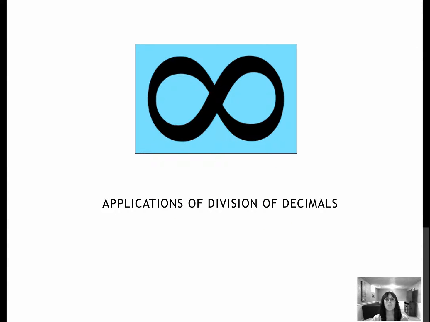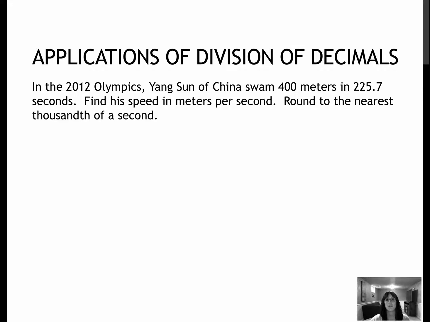I'm going to go through a couple of application of division questions with you. And the first is something that you would see once every 4 years, obviously in the Olympics. So in 2012, the winner of the 400-meter swim, I don't know if it's called a dash. I was in track, but not a swimmer. But Yang Sun was the winner.